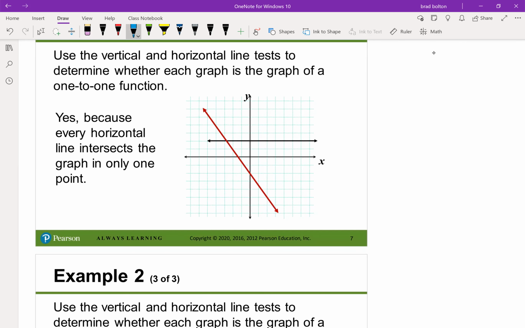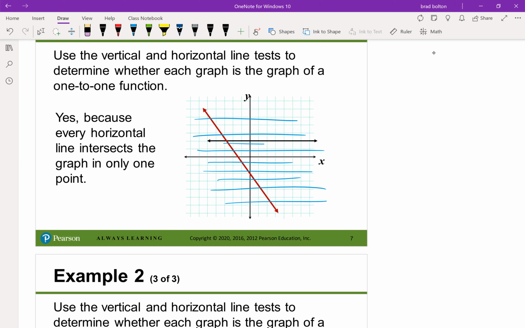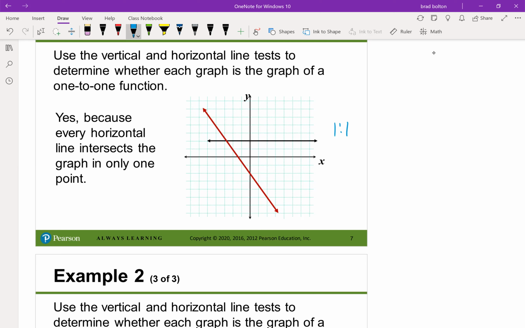Now, if I draw a horizontal line here, yes, this is definitely a function. But now if I draw a horizontal line here, it's okay. What if I draw one here? What if I draw one here? Anywhere that I want to draw a horizontal line, it'll only touch the graph one time. So this is in fact a function, and it is also one-to-one. So we say this is a one-to-one function.